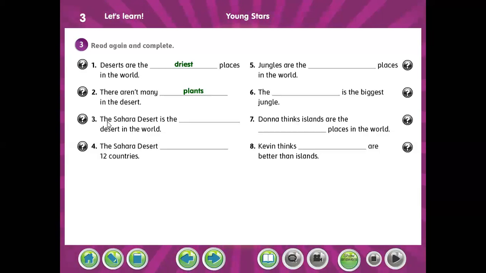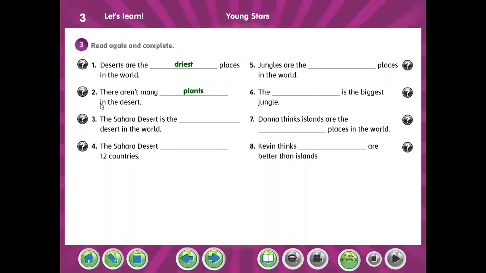Teacher, acá estoy. Okay, Adriano, read please the number 3. Adriano, let's complete the number 3. The Sahara Desert is the waterfall desert in the world? No, the Sahara is not a waterfall. It's not. Okay. Sorry, let's continue with our student.